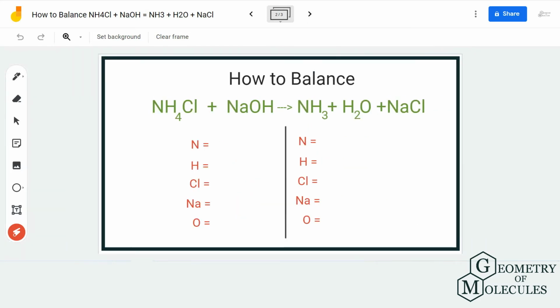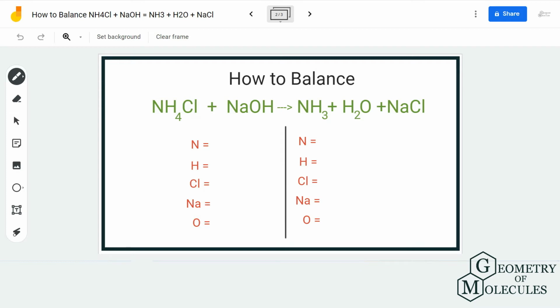So once you know the number of atoms on both reactant and product side, it becomes really easy to balance these equations. So here in this equation what we are going to do is count the number of atoms on the reactant side first, and then count the number of atoms on the product side. We then will try to balance it by adding coefficients on either side.